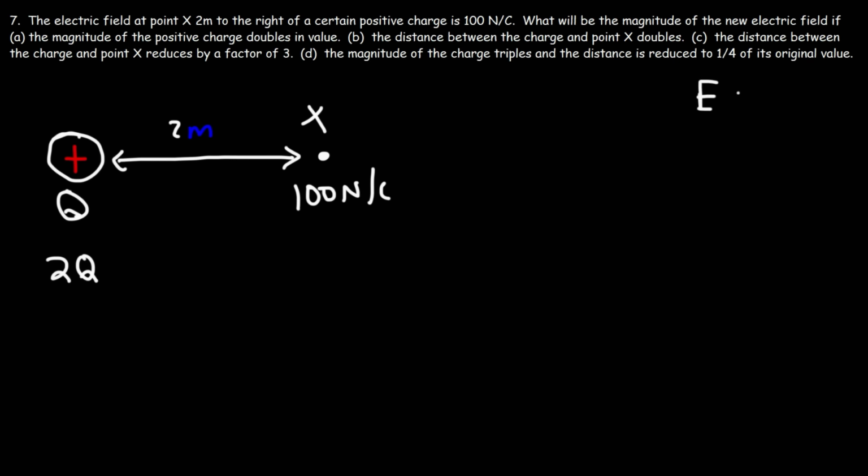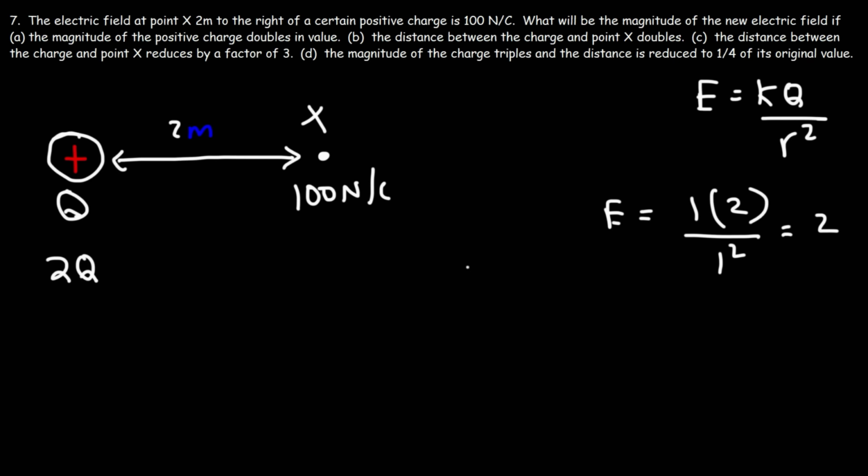So the electric field is KQ over R squared. If you double Q, the electric field is going to double. A quick and simple way to get the answer is to plug in 1 for everything that doesn't change. Q doubles, so we're going to plug in 2. R remains the same. So the electric field is going to double. It's going to go from 100 to 200.